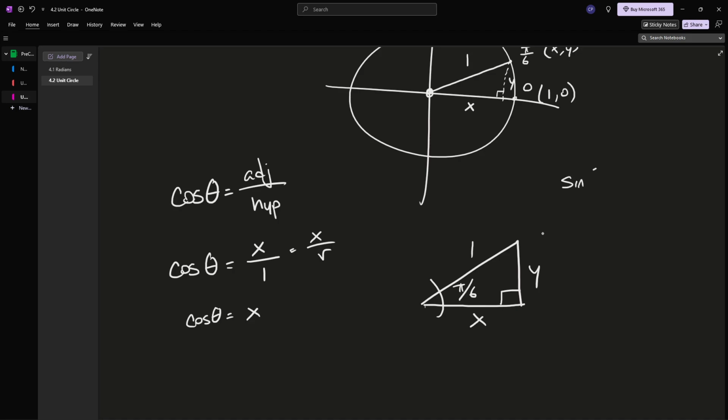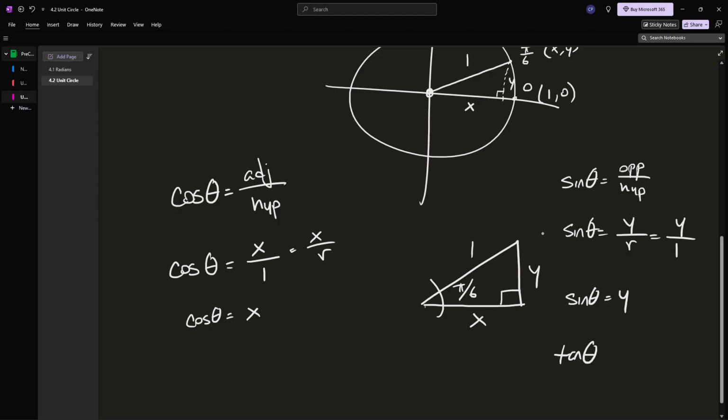Similarly, sine theta equals opposite over hypotenuse. So sine theta equals y over r, or y over 1. So sine theta equals y. And tangent, you could do it as a little exercise, but to speed it up, the answer for this would be tan theta is equal to opposite over adjacent, or y over x. But the ones we care about at this very moment are cosine and sine, because this gives us our x and y values.